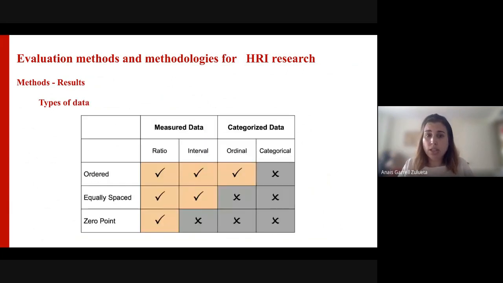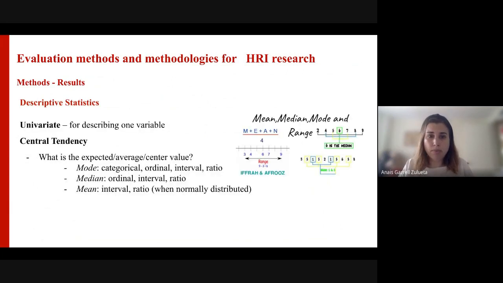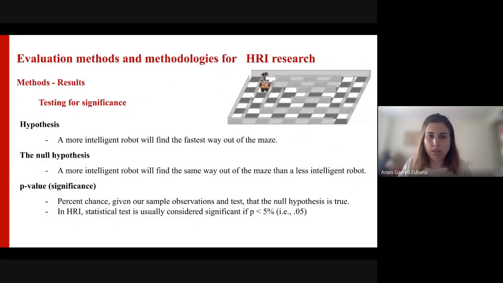Okay, I will skip this. It's not important. So imagine that our hypothesis is that a more intelligent robot will find the fastest way out of the maze. Then the null hypothesis, which is the hypothesis that I want to reject, is just the opposite: a more intelligent robot will find the same way out of the maze as a less intelligent robot.